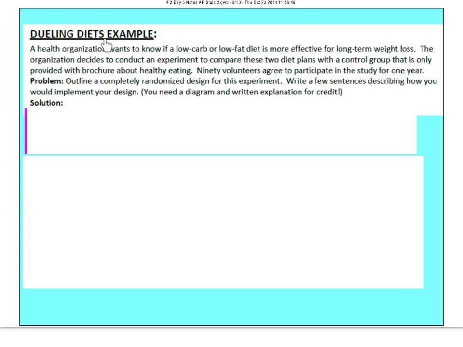Here we have dueling diets. A health organization wants to know if a low carb or low fat diet is more effective for long-term weight loss. The organization decides to conduct an experiment to compare these two diet programs with a control group that is only provided with a brochure about healthy eating. So we have a control group, we have low carb, and we have low fat. We have 90 volunteers in total that agree to participate in the study for 1 year.